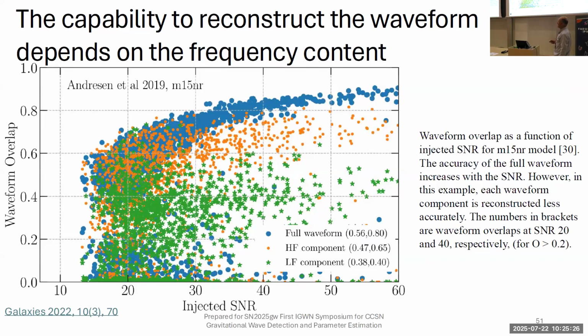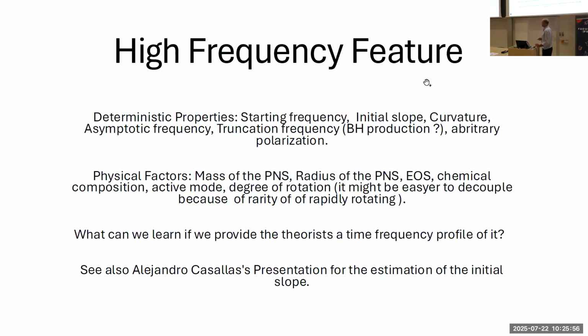This is a paper where we looked at the fitting factor reconstructed by coherent WaveBurst. If you take some waveform from Ocon, Anderson, we have it as a function of SNR, for the whole waveform, for the energy above 250 hertz, and for the energy below 250 hertz. As you can see, the reconstruction of the energy at low frequency is poorer than the one at high frequency.